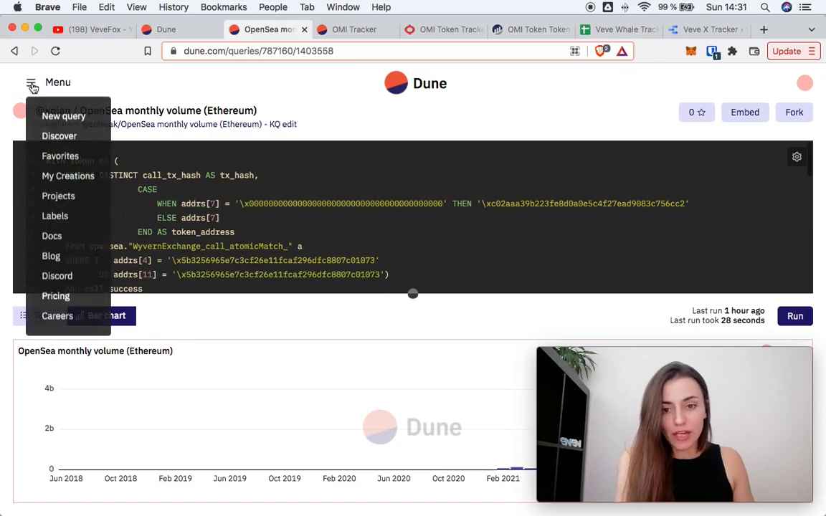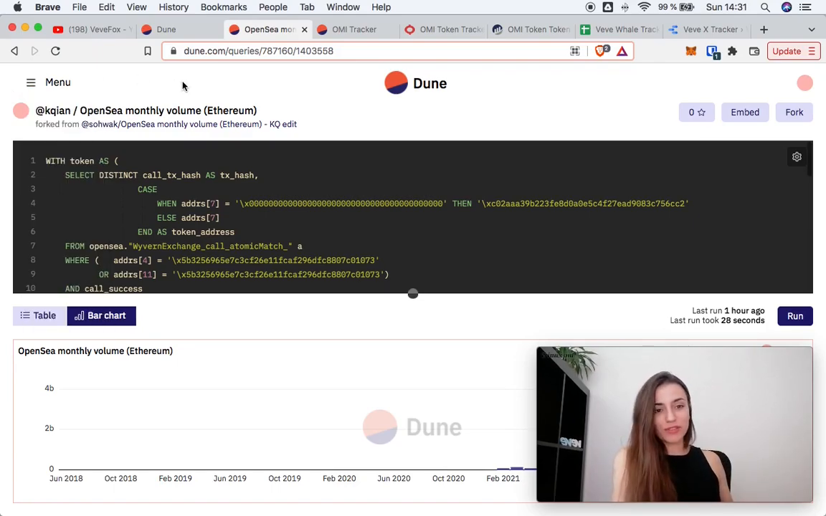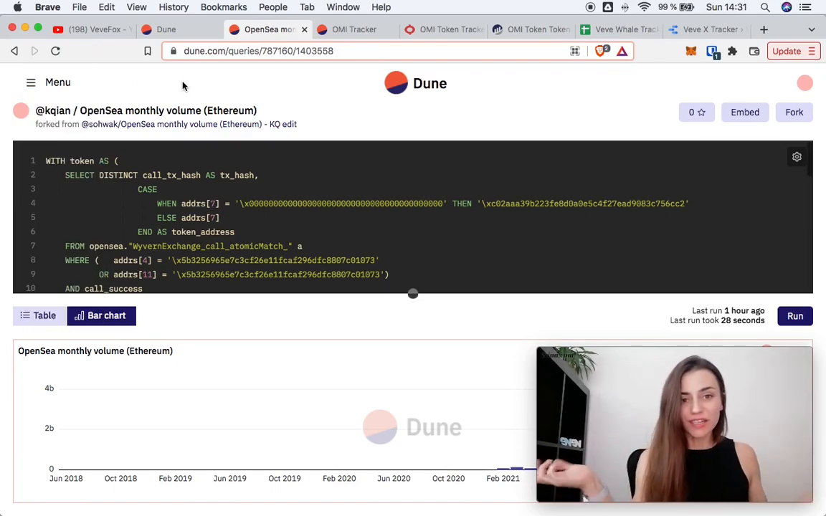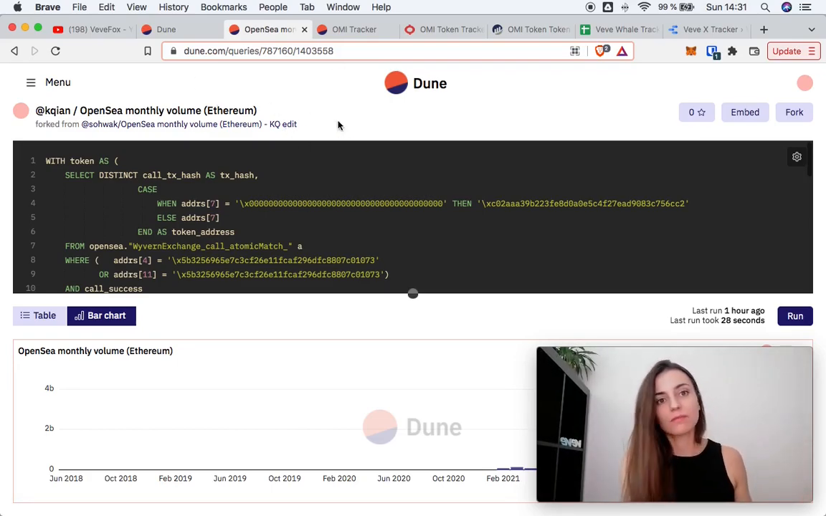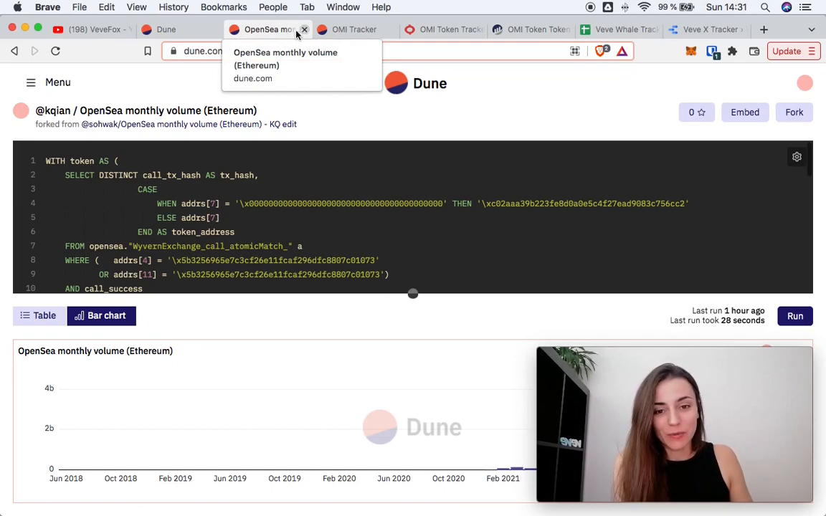And so yes, it's a really cool tool, especially because it's for free, and you can use it and make your own dashboard and share it with anyone. So my idea was, okay, then why not go and query some information about the OMI token. So yeah, that's what I did.